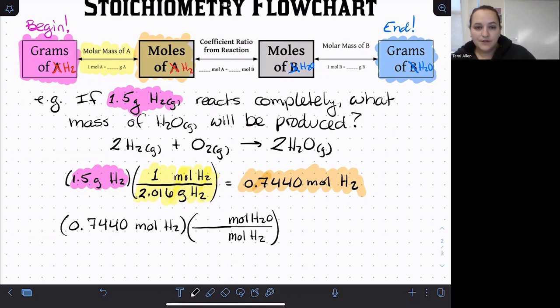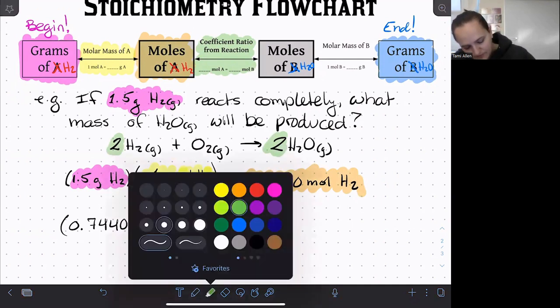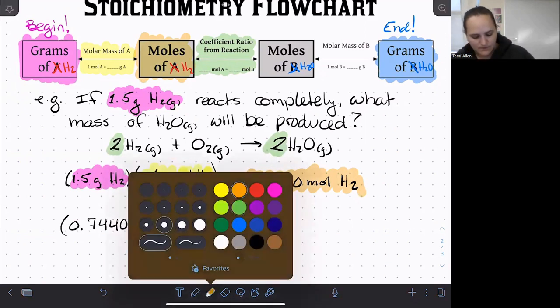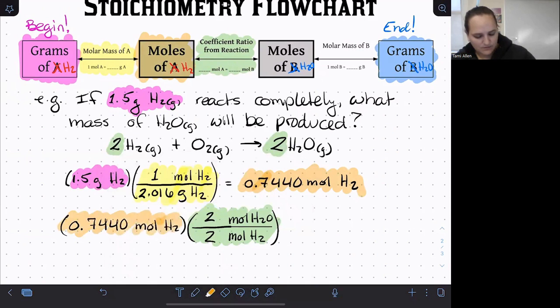So our conversion factor here is our coefficient ratio from our balanced reaction. Our coefficient ratio tells us that 2 moles of water is produced by 2 moles of hydrogen. So we end up getting the same number, in this case, of moles of water produced.